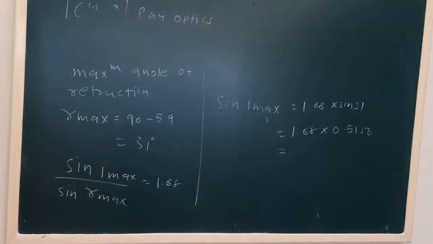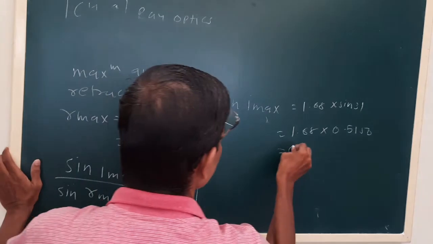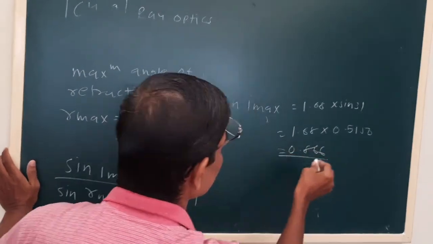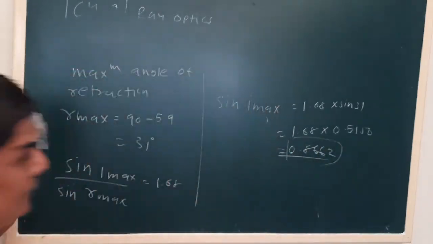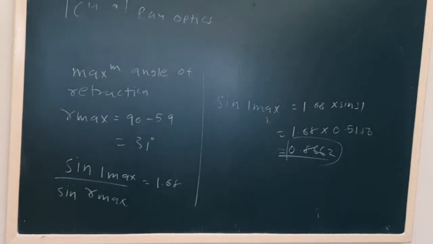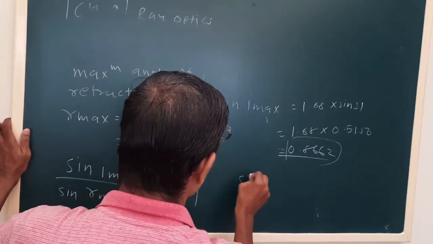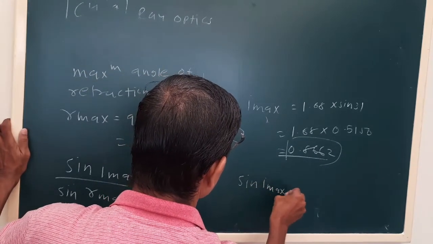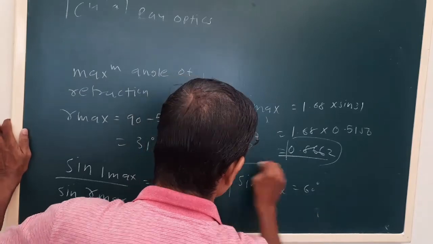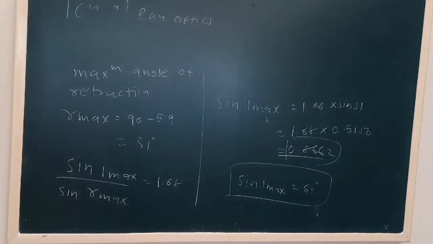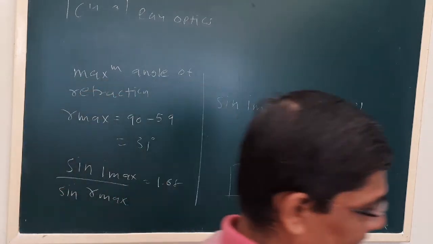So if we simplify, we'll get 0.8662. Now we know 0.866 is the value of sine 60, so I max will be 60 degrees. So this is how we can obtain the maximum value of the angle.